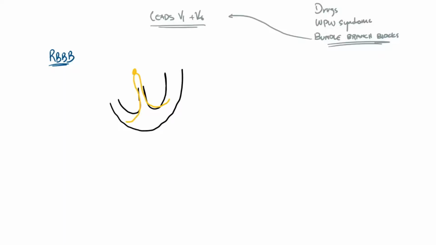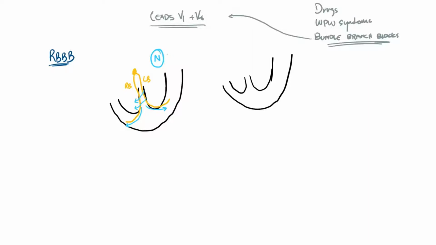So normally what tends to happen is that the septum is depolarized because of the left bundle. So the septum gets depolarized in a fashion from left to right in this fashion. The second part is that the respective bundles take the current along to the respective ventricles, the right and the left ventricle.